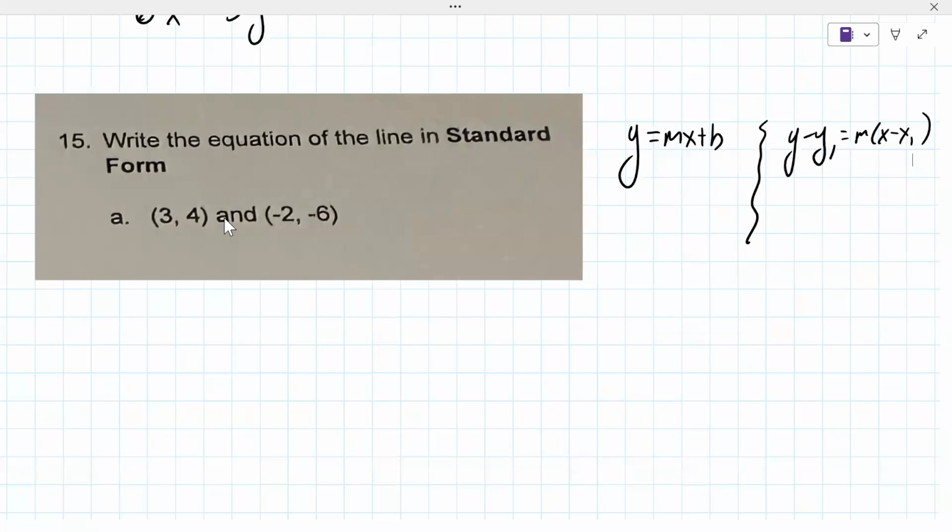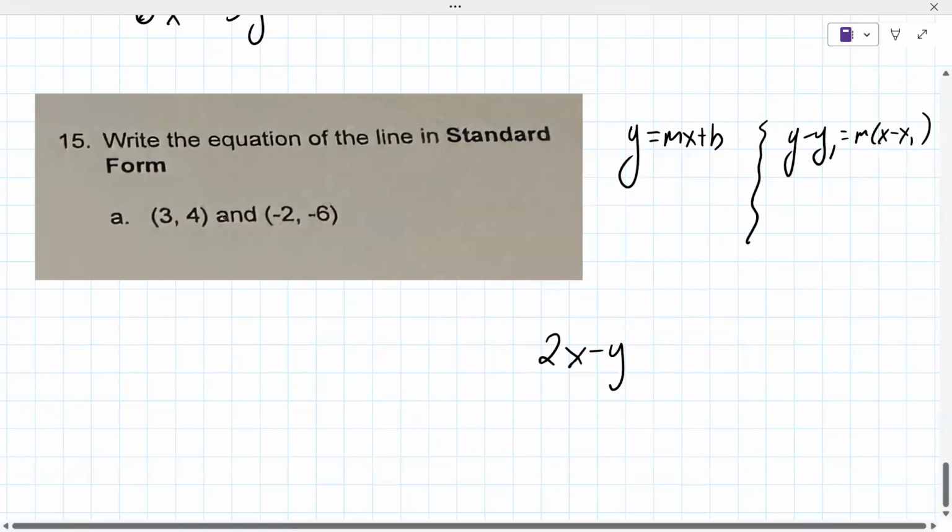So I got 2x minus y equals 2. Say that one more time. 2x minus y equals 2. Okay, so the way you can check this is to put the points in. So 2 times 3 minus 4, that is 2. 2 times -2 is -4, minus a -6. That does work.